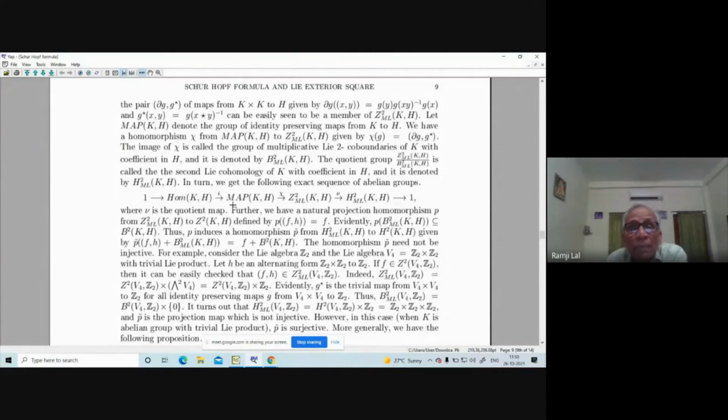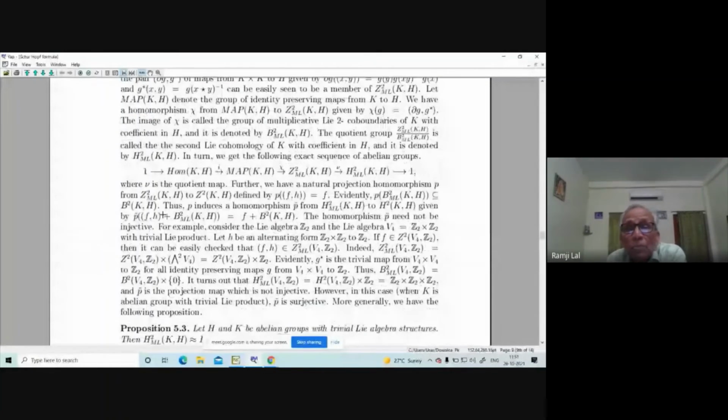So chi is a map from Map(K,H) to this. Chi of F takes delta F as defined here. Chi of G is delta G star, where G is an identity-preserving map, and U is the quotient map.